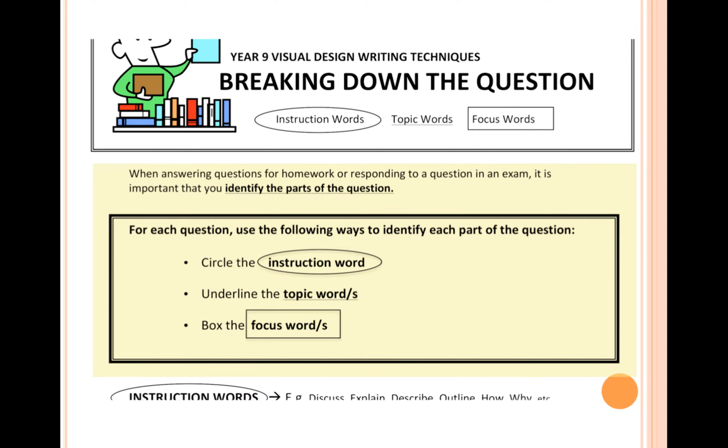The first thing we need to understand is that all questions have three particular elements in it. The first element that you always need to identify is the instruction word, and what we do with that is we usually circle it. The second element that we always have in a visual arts question is the topic word or words, and we underline them. The third word that we usually have in a visual arts question is the focus words, and we box them. So you need to be familiar with the system of circle, underline, and box.